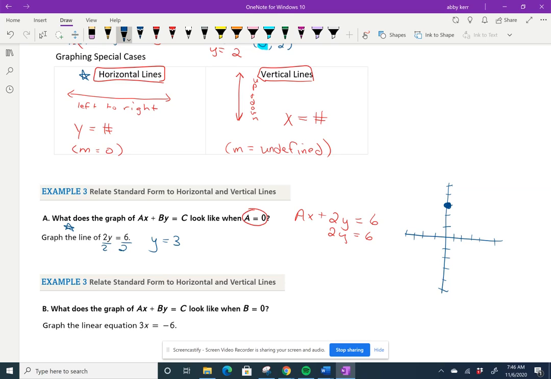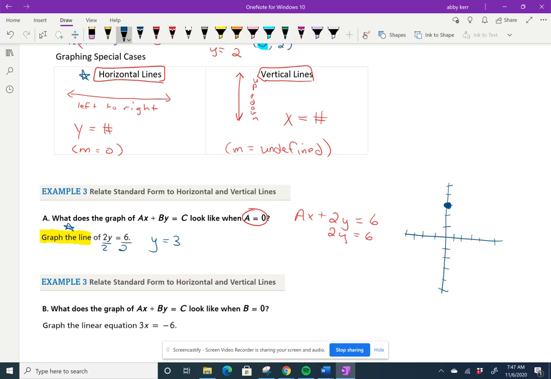But here's the thing. That is just a point. They said we have to graph a line. A line is 2 or more points. So how do we get that? Well, the beautiful thing about a line is that it's made up of an infinite amount of points.